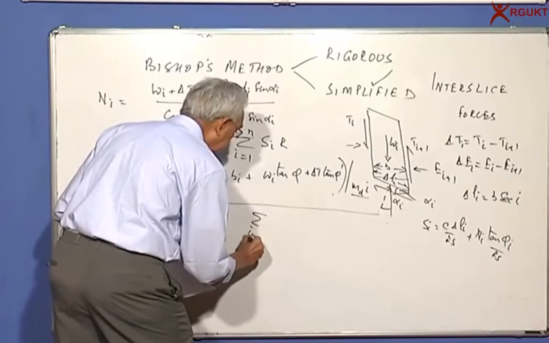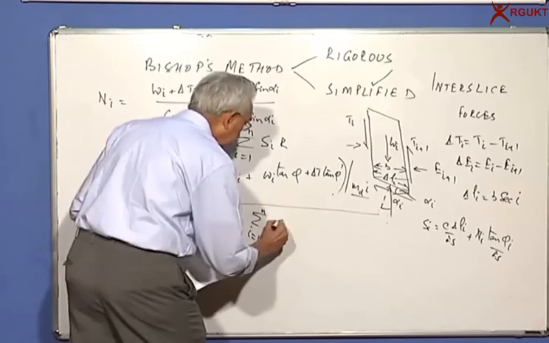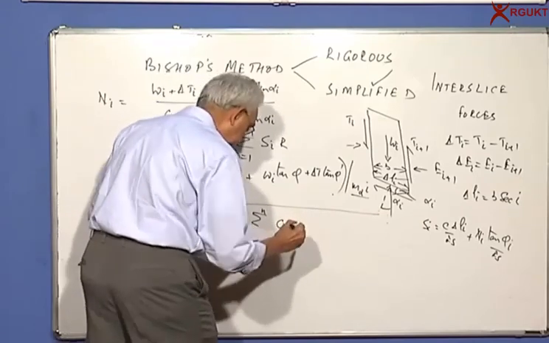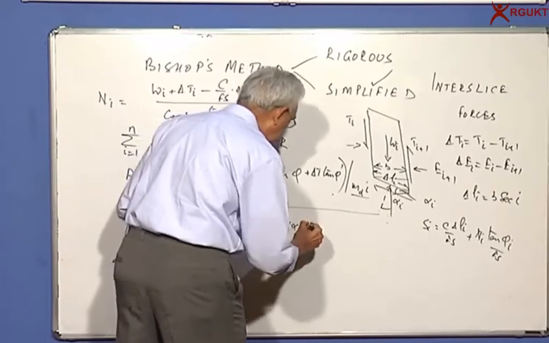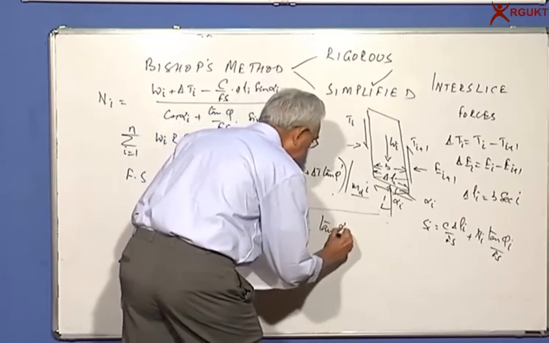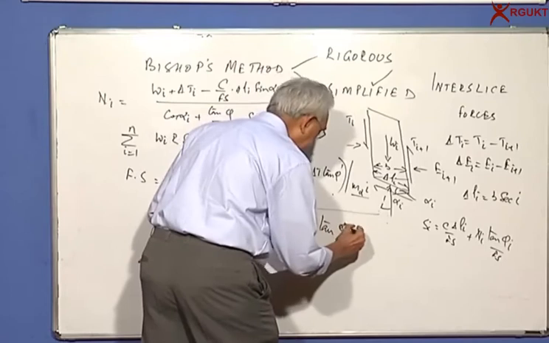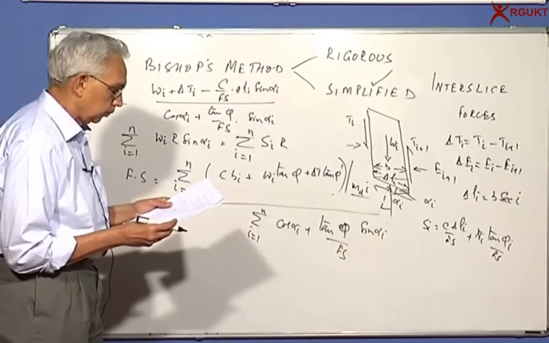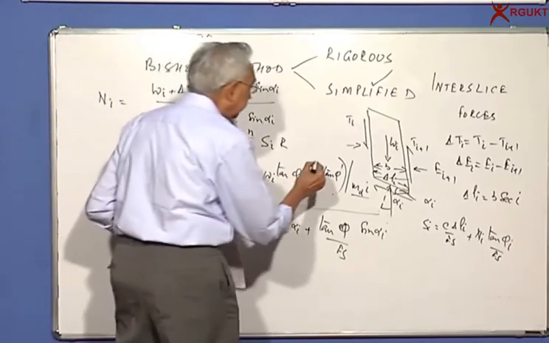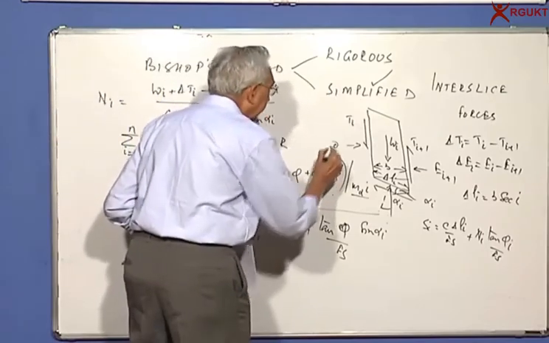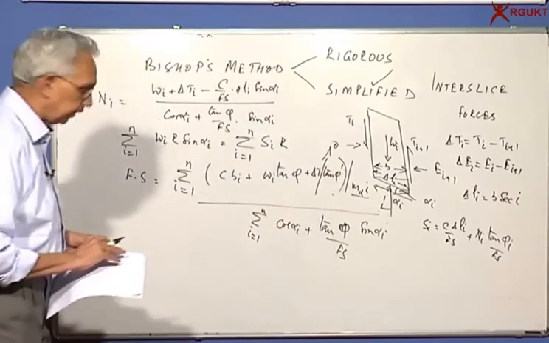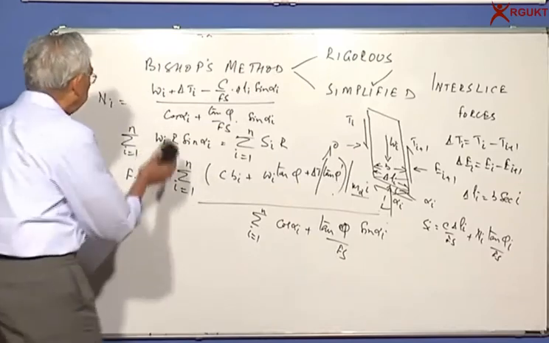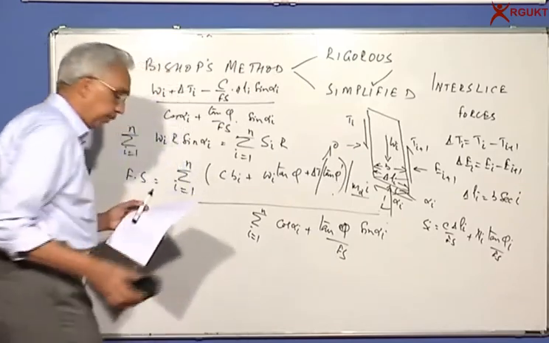Sigma i going from 1 to n, cos alpha i plus tan alpha i tan phi sine alpha i over factor of safety. And here, in the simple version, we neglect the effect of the vertical interslice forces. So finally we will get, I think I should have put Wi here.